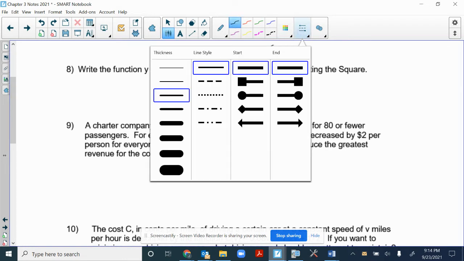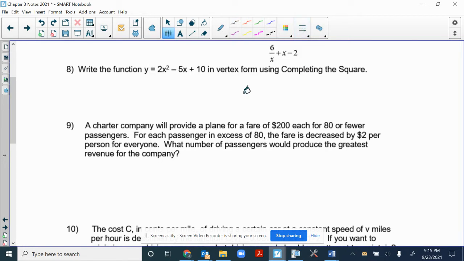So this is a completing the square problem, and I'm just going to tell you this one is probably one of the more difficult ones because you'll see that the numbers end up as fractions, but really being able to complete the square with anything is what we're kind of trying to do here.